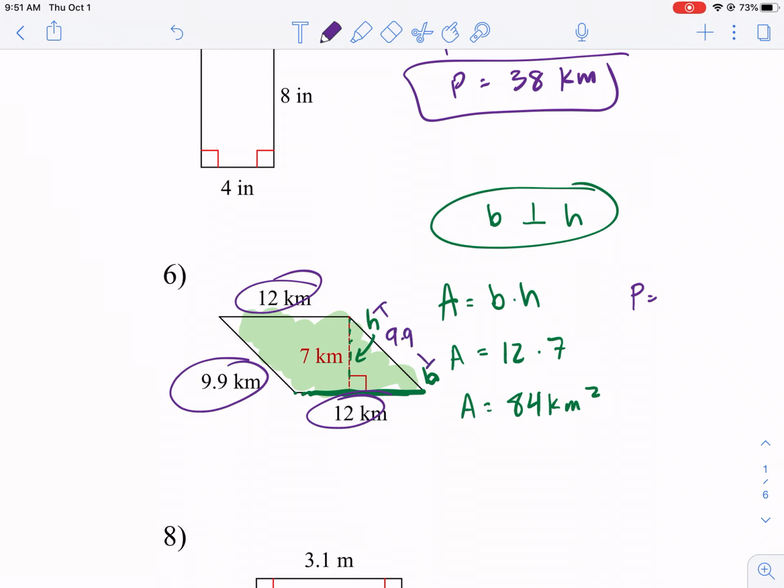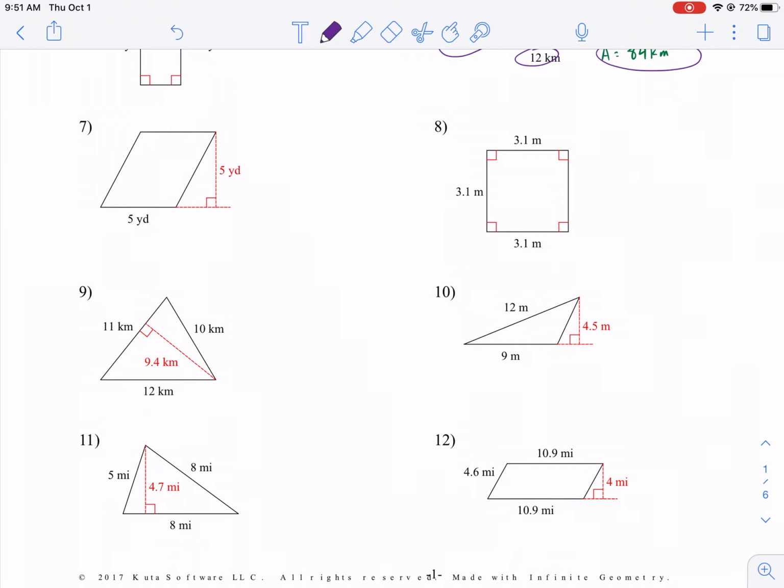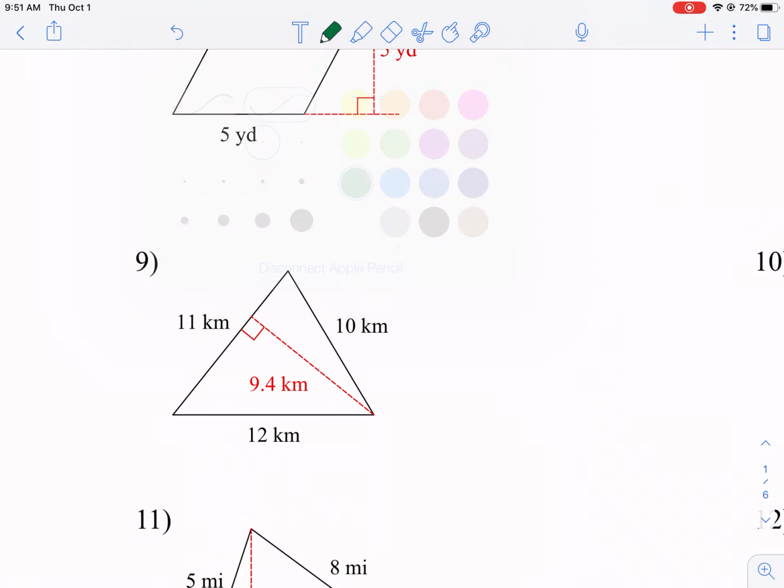Okay, let's go to a triangle example. Let's go ahead and jump to number 9. The area of a triangle is one half the base times the height.